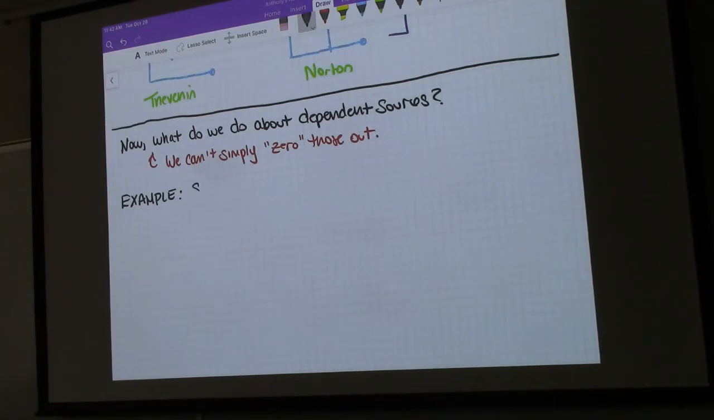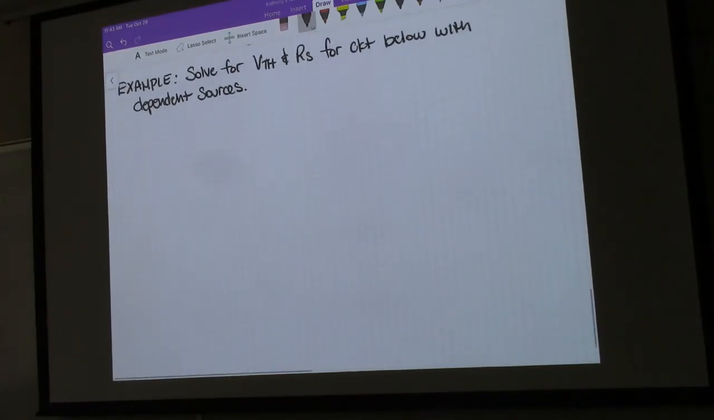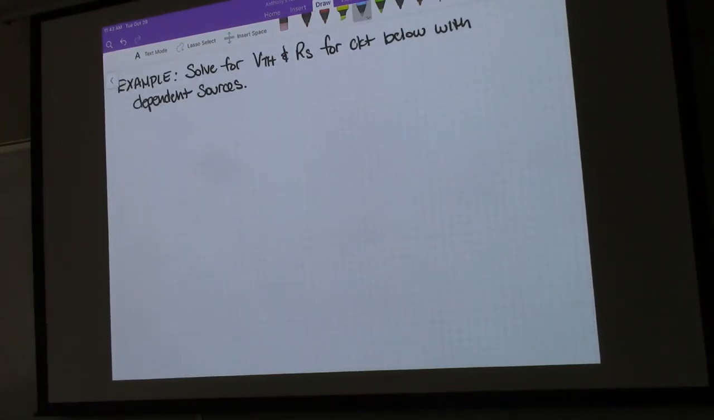So solve for... so we have a circuit with dependent sources. What does it look like? Give me 1 second to draw it.